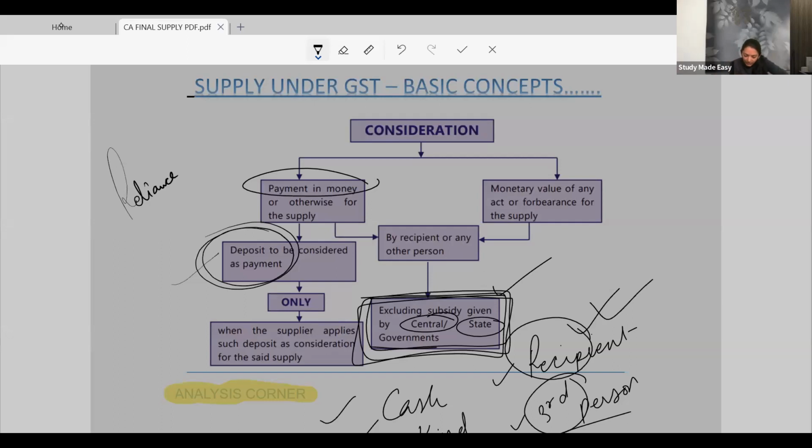Now what is this small part that is written? Monetary value. They say monetary value of any act or forbearance for supply. What do you mean by that? Monetary value for any act or forbearance for supply. Can anyone explain? What do you mean by this monetary value for act forbearance for supply?